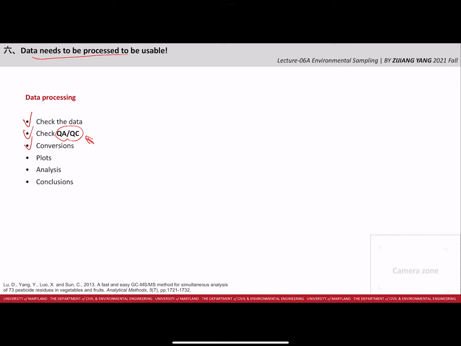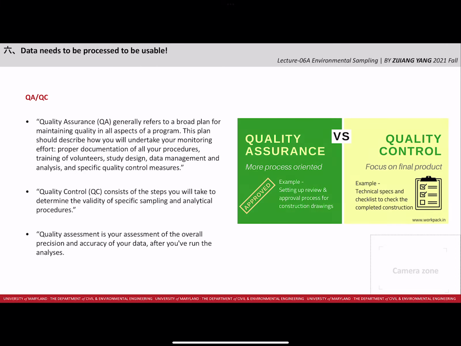And we may also need to do some unit conversion or transformation of our data. And we make the plots, and we may do some data analysis. And then, based on the statistics, we can get some conclusions. Most of this has been talked about in the previous lectures. So for now, I'm going to talk about QA and QC.